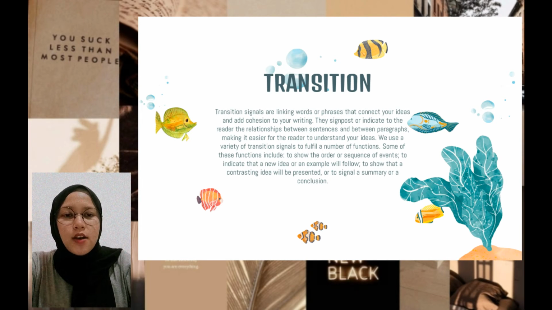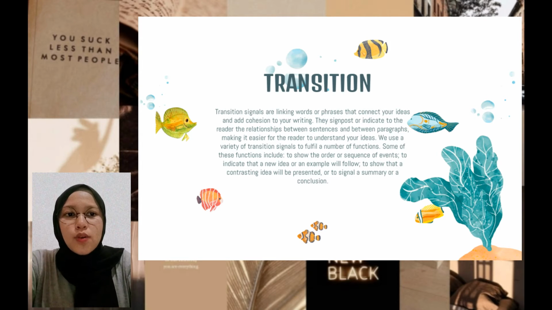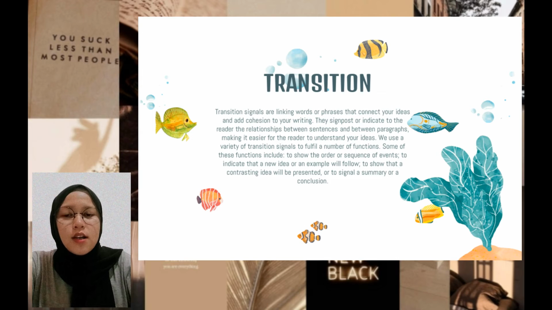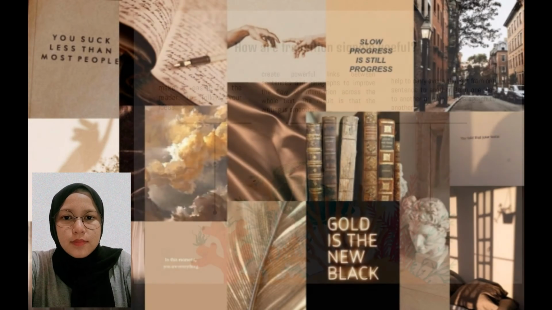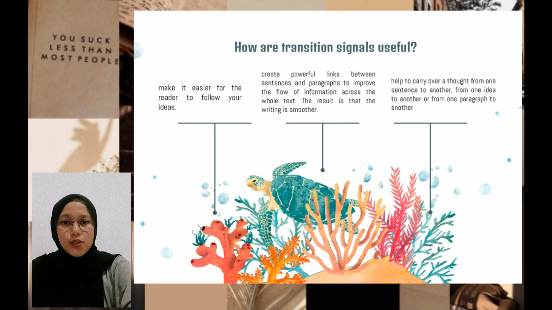We use a variety of transition signals to fulfill a number of functions. Some of these functions include to show the order or sequence of events, to indicate that a new idea or an example will follow, to show that a contrasting idea will be present, or to signal a summary or a conclusion. How are transition signals useful?